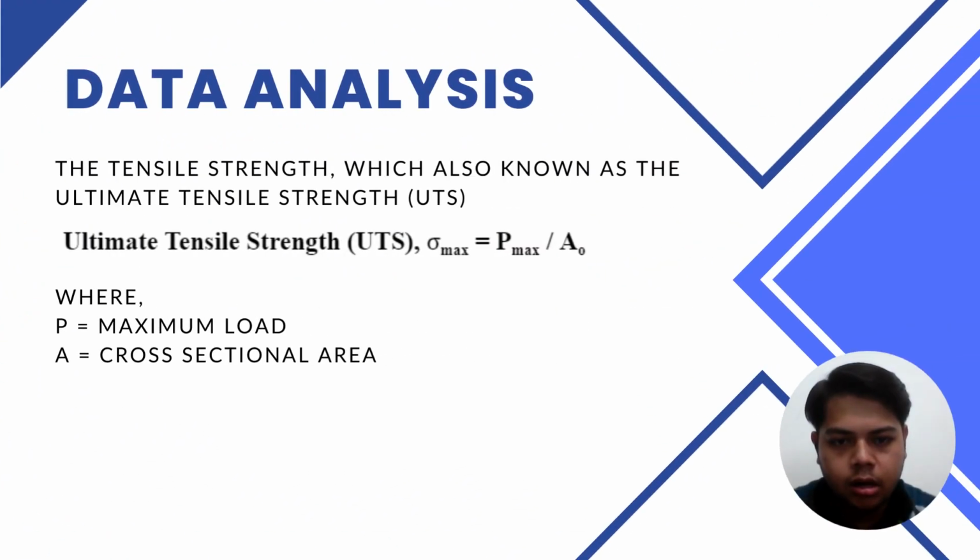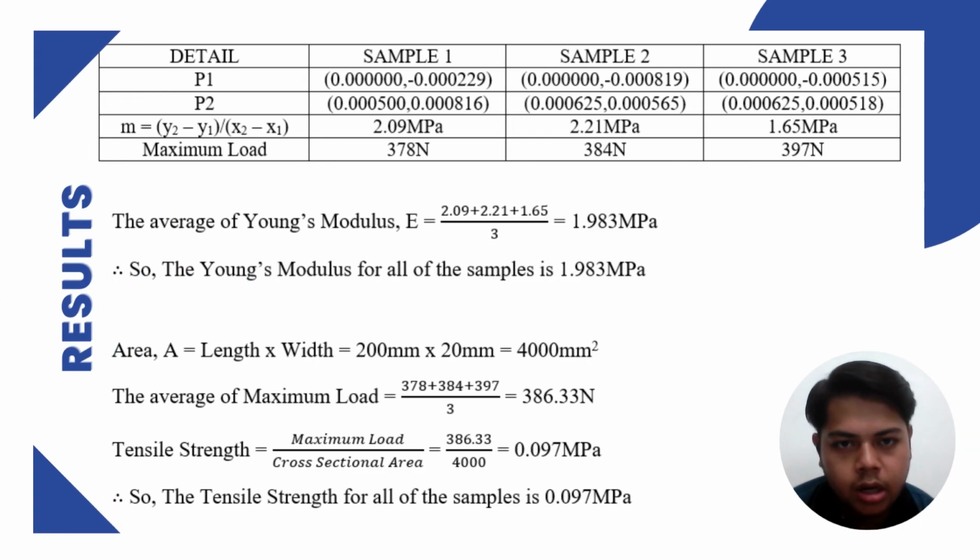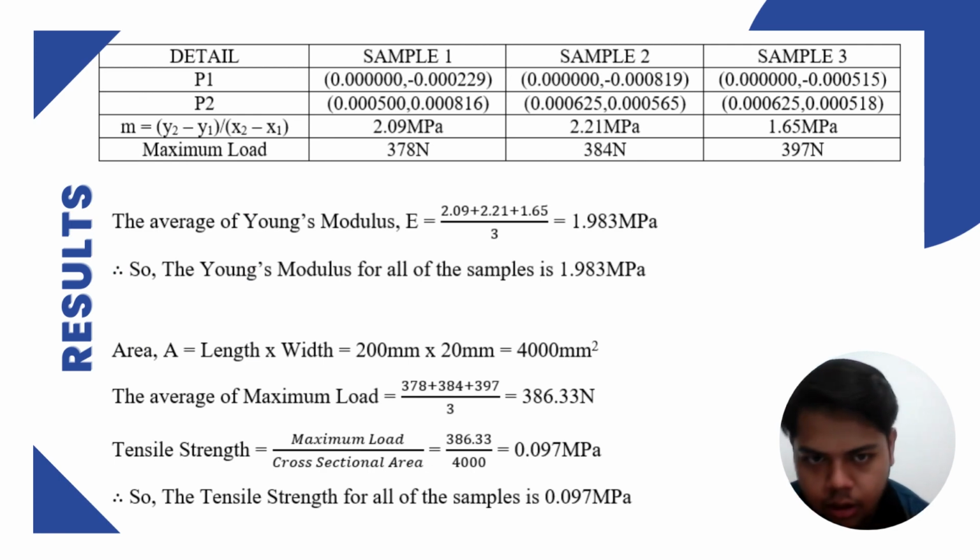Next, the tensile strength, which is also known as the ultimate tensile strength. We can calculate the tensile strength by using the equation P over A, where P is the maximum load and A is the cross-sectional area. So, this is our result for three samples. The first data is point 1 in the stress-strain graph. Same for point 2.